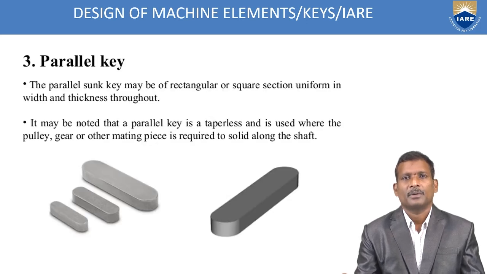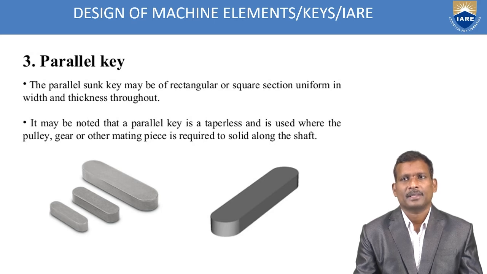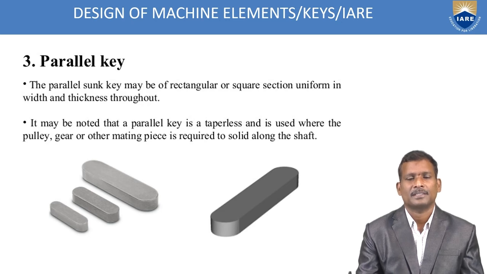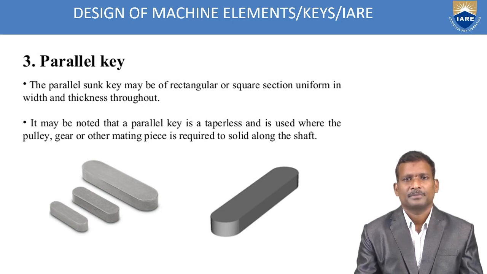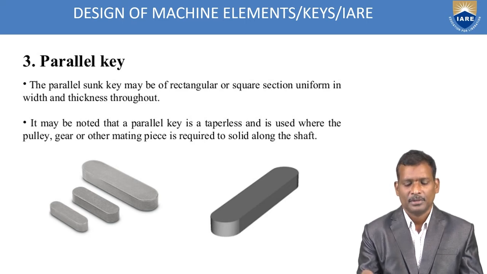Next, the third one is parallel keys. The parallel sunk key may be of rectangular or square section, uniform in width and thickness throughout. These types of keys are called parallel keys. It may be noted that a parallel key is taperless and is used where the pulley or gear or other mating piece is required to slide along the shaft. Shown in this figure, parallel keys, the taperless.